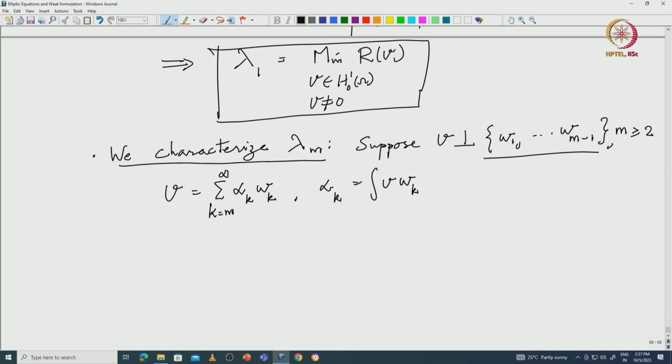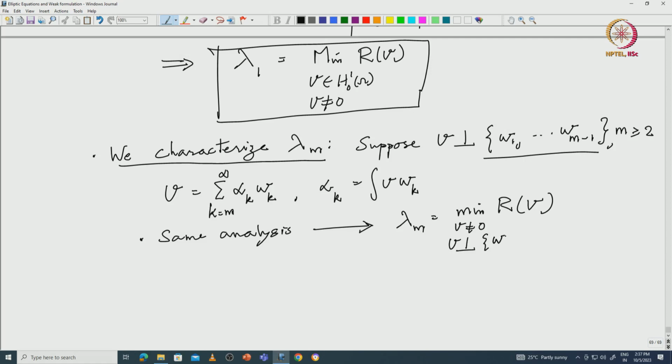So, the same analysis, I do not want to do it, if you want you can work it out, the same analysis will lead to what we call lambda m. So, exactly the minimum of RV where V is not equal to 0 and V is orthogonal to this W1 etc. W m minus 1. You do not have to do anything. So, you take the orthogonality and you have your characterization of lambda m like that. Okay. So, let me go to the next page.